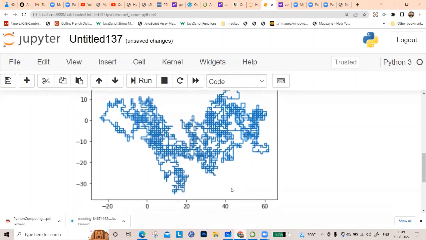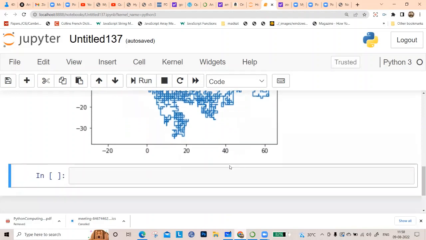End-to-end distance means, suppose the walker started from here. I don't know where it started; we should mark it while plotting. You can do that yourself. So suppose it started from this point and goes zigzag, and maybe it ends here, for example. So this distance is the end-to-end distance, and this is the Euclidean distance that we always calculate in plane geometry. So this is how we generate a walk, and now we should calculate the end-to-end distance.